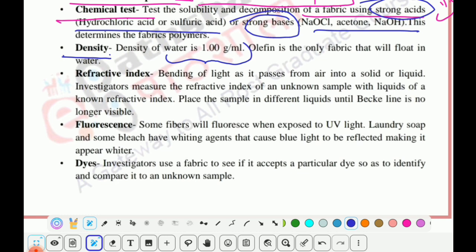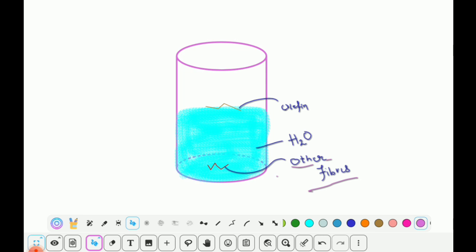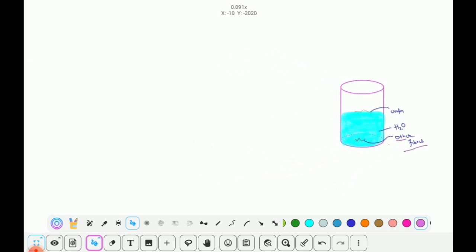But olefin here is an exception to it, and this exception could be asked in the examination. So let us highlight it. Olefin is the only fabric that will float in the water, meaning the rest of the fabrics would sink in the water. You can try it yourself. Just take any kind of fiber from the cloth, and you can do this experiment by yourself.